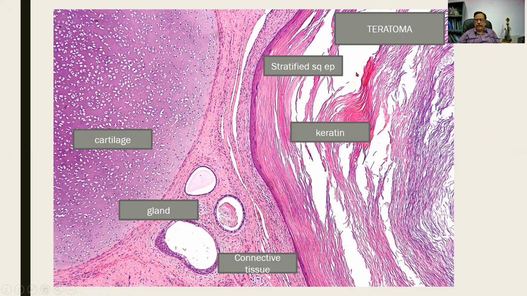Another microscopic picture for you to understand. So this is the stratified squamous epithelium, skin-like one, and there is the laminated keratin, the glandular tissue and cartilage, and supported by the connective tissue. This particular diagram also you can try drawing.